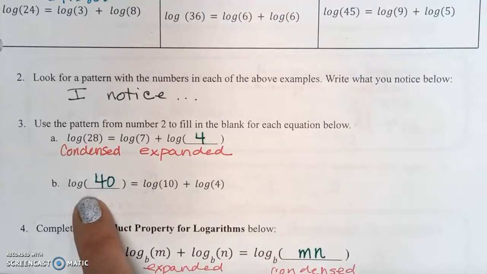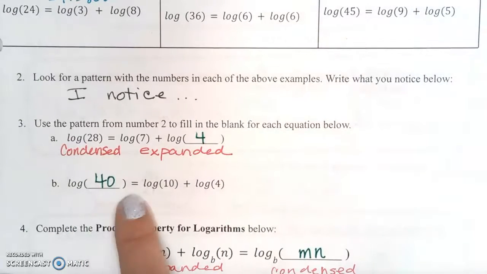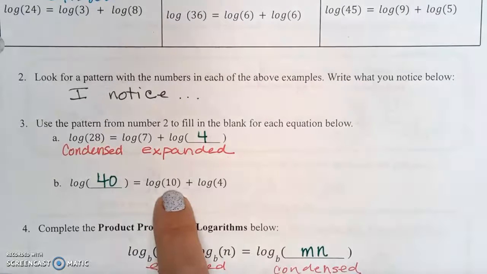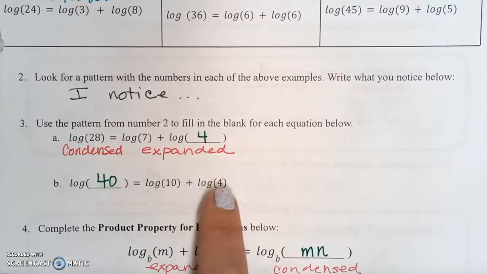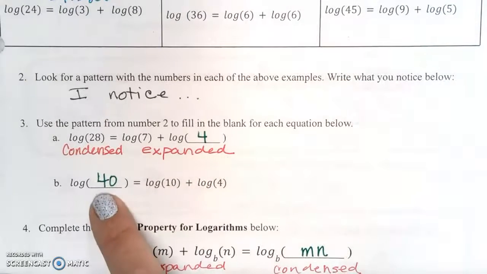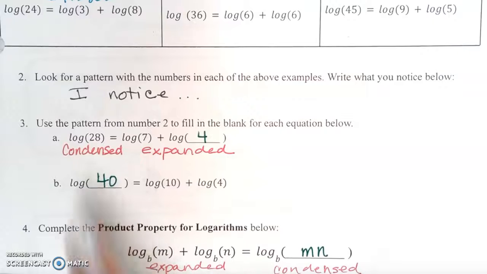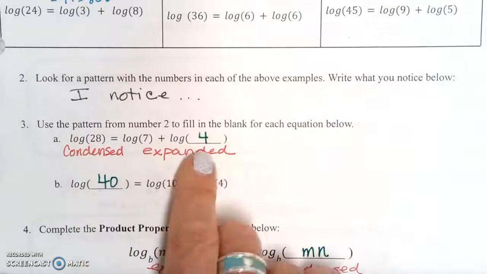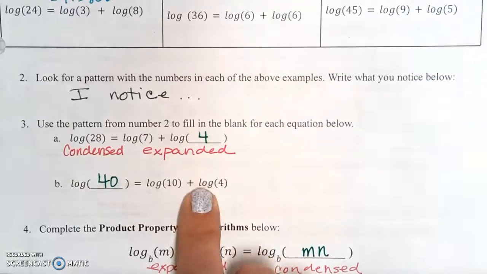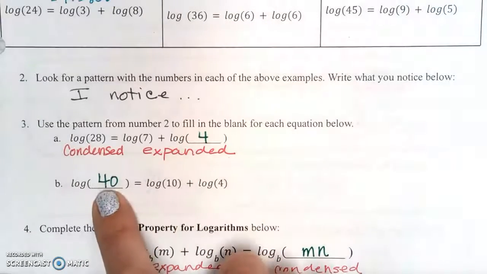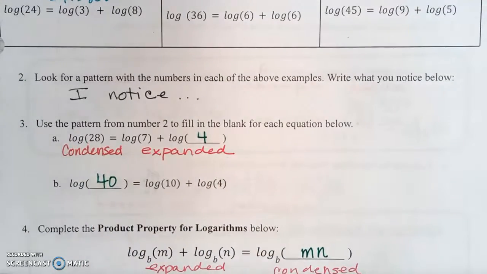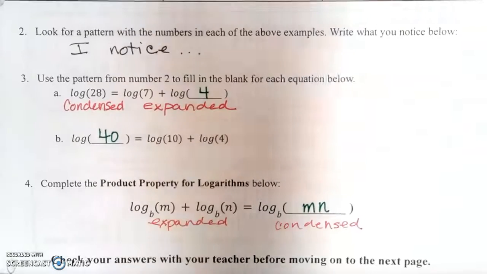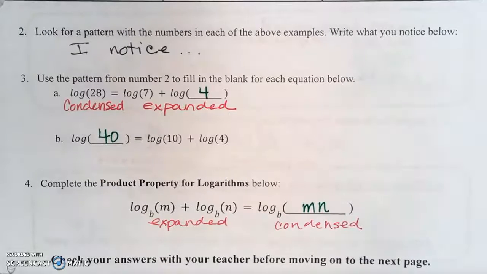And for part B, the log of what is going to be equal to the log of 10 plus the log of 4, so 4 times 10, we fill in the 40. Okay? So you're either going to go from condensed to expanded, or you're going to go from expanded to condensed. Okay? The main thing you also need to look for is that you would have to have the same base.